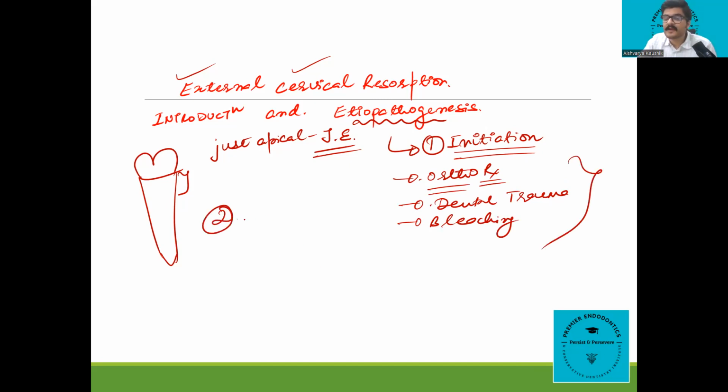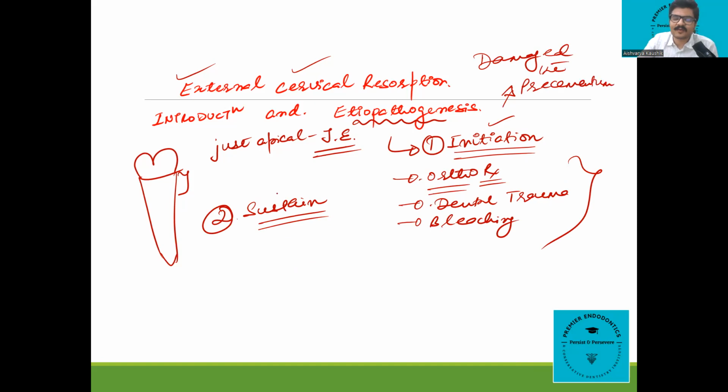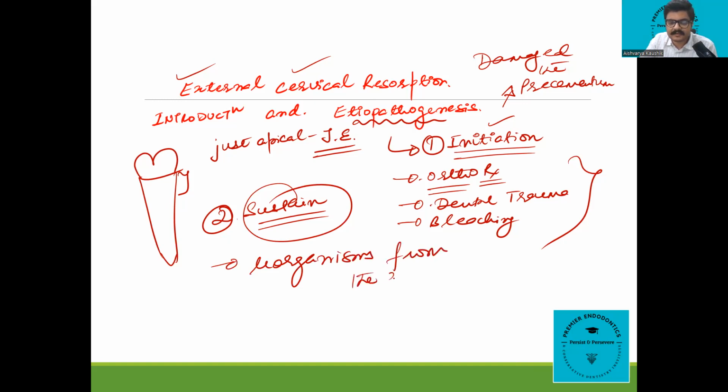Now, what is the factor which would sustain the root resorption? Initiating factor was the factor which actually damaged the pre-cementum. And where will the microorganism come from which will sustain this inflammation? That would be microorganisms from the gingival sulcus.